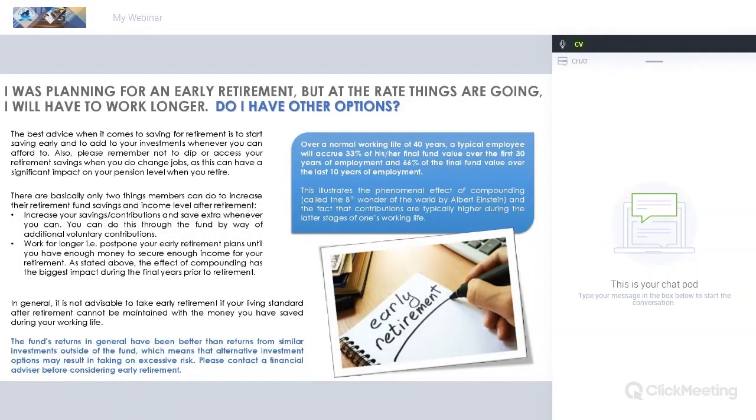If you were planning early retirement, but things are not going the way you would like, what options do you have? This is a very difficult question because there's not much anyone can do to make sure you can retire early. The only answer to this question really is to save more and start to save earlier. You can do that through additional voluntary contributions, for example, into the NFMW portfolios.